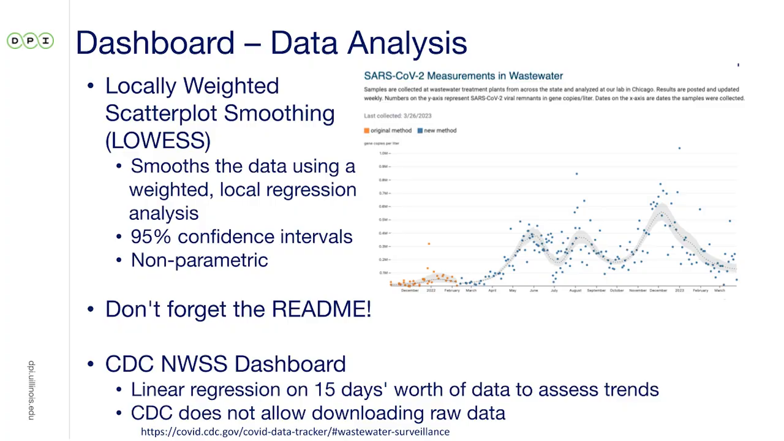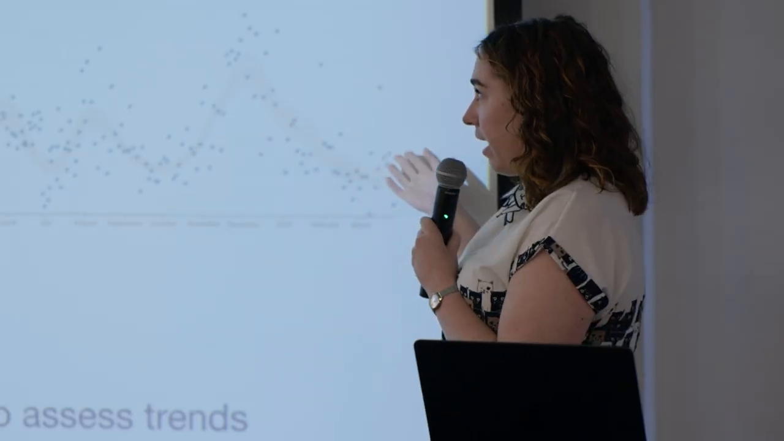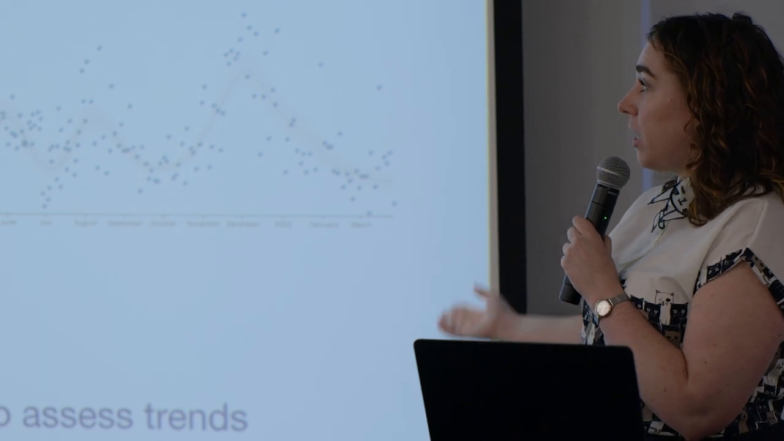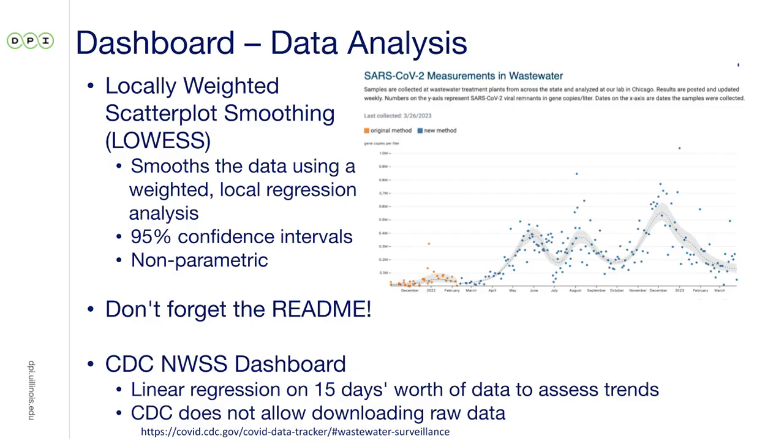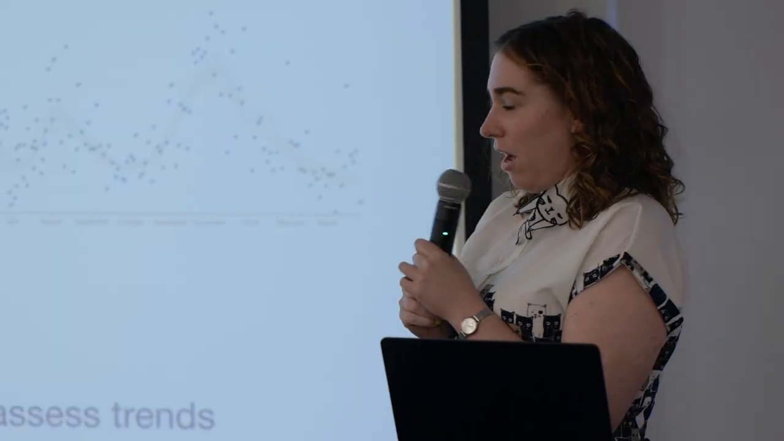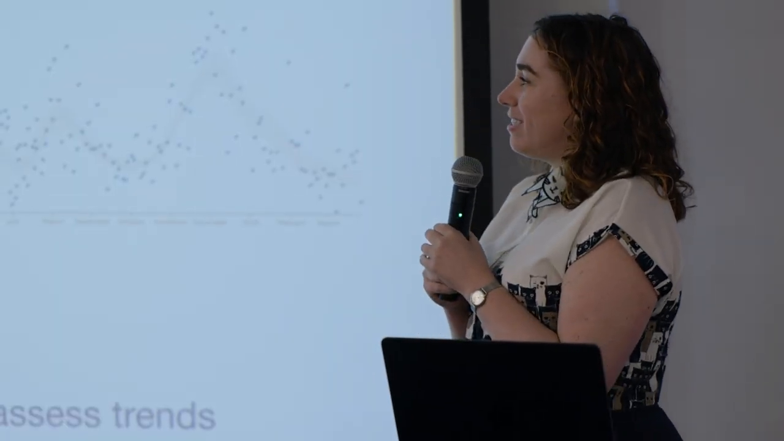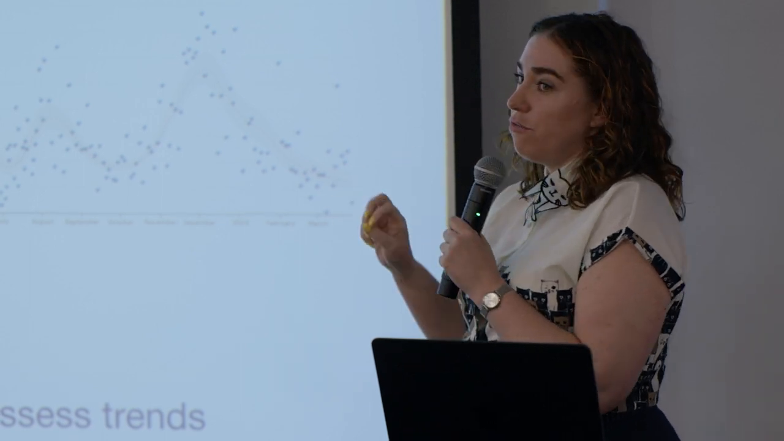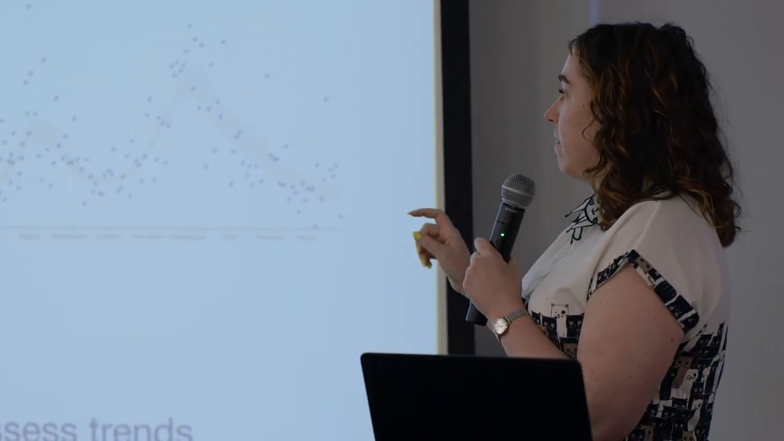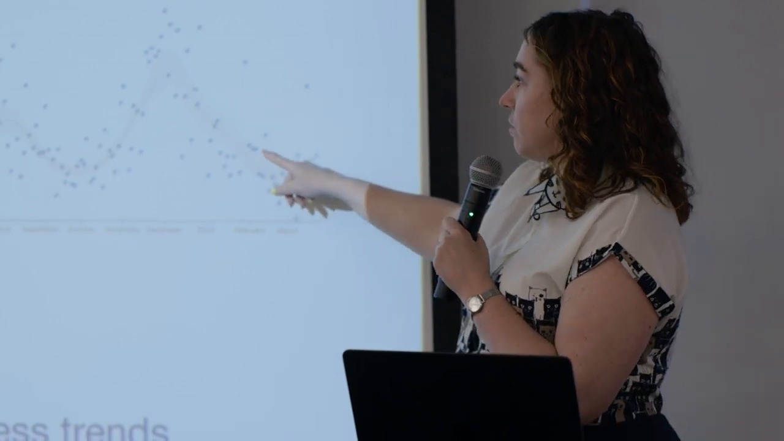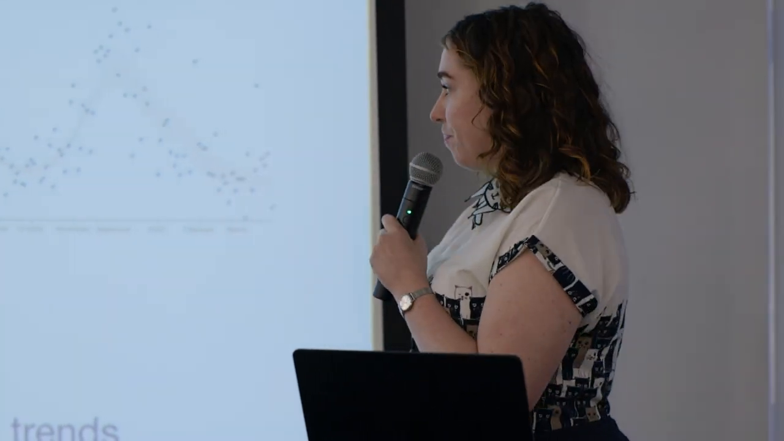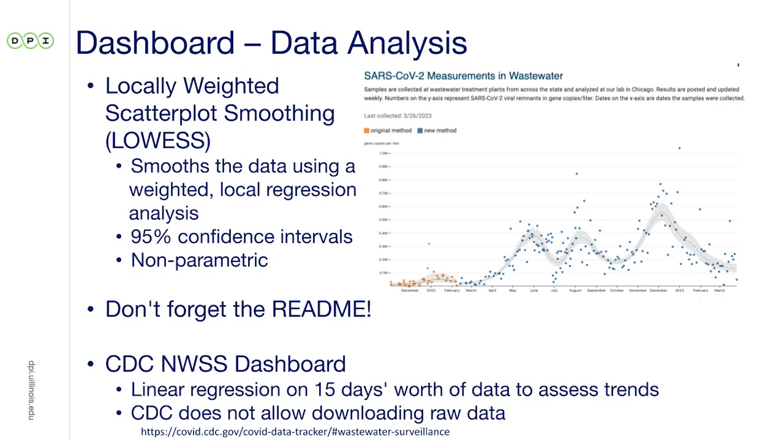Okay, so another note about the dashboard, you'll notice that trend line on the time series plots that's displayed. That is a locally weighted scatter plot smoothing, or LOESS. It is a non-parametric technique, which is great because we do not have normally distributed data. And it smooths the data using a series of weighted local regressions. And then you'll notice there's 95% confidence intervals around the trend line as well. I put it again, please don't forget the README if you're going to download and play around with the data.